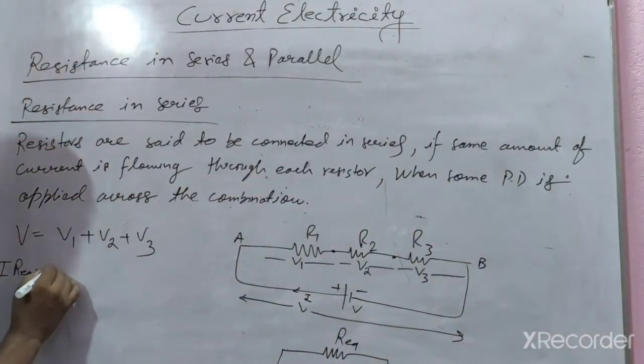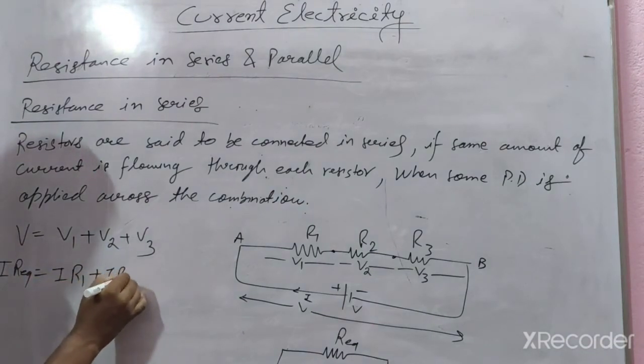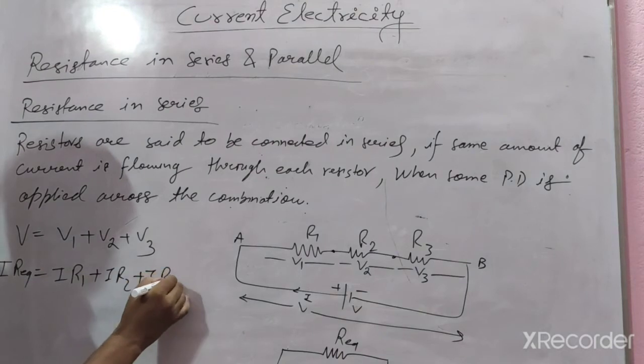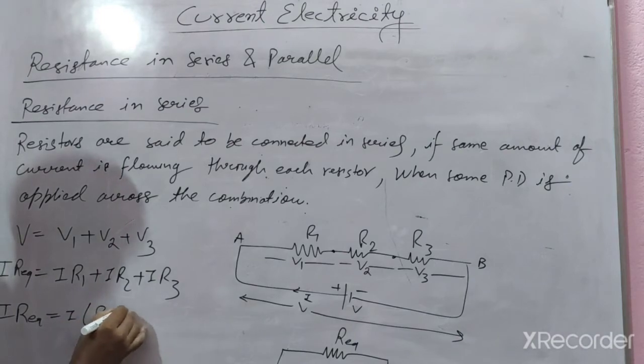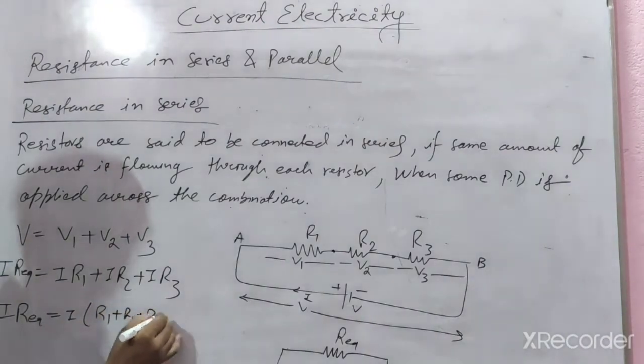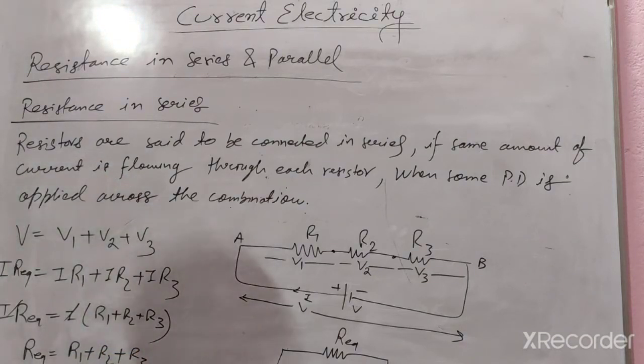So V1 can be written as I into R1, V2 is IR2, V3 is IR3. So I into R equivalent equals I times R1 plus R2 plus R3. So R equivalent equals R1 plus R2 plus R3. So the equivalent resistance is the simple sum of all the given individual resistances.